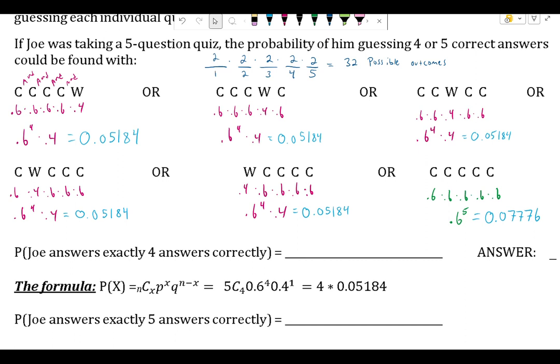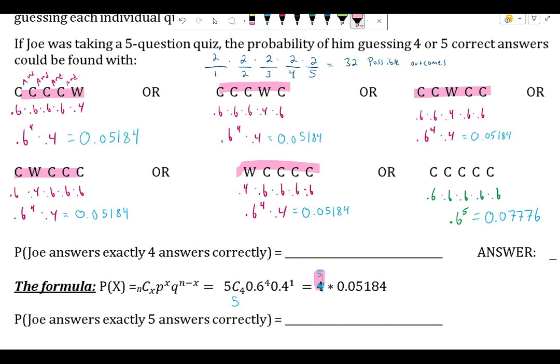It says nCx, this is a combination. So nCx is the number of combinations for n trials with x outcomes. So if we had 5 trials, we have 5 ways of choosing. This should be a 5, not a 4. We have 5 ways of getting 4 correct answers and 1 wrong answer. And that's what's highlighted now in pink. 1, 2, 3, 4, 5 different ways of finding them.